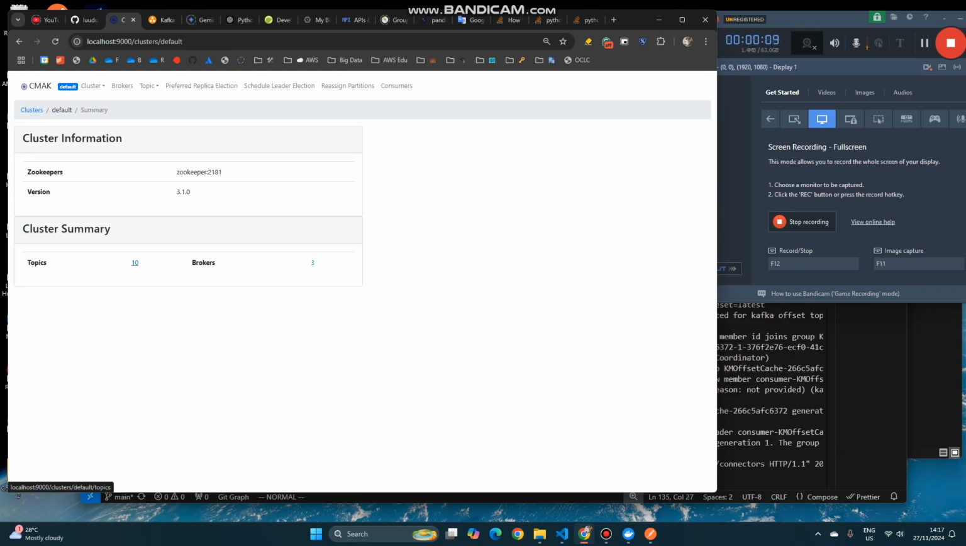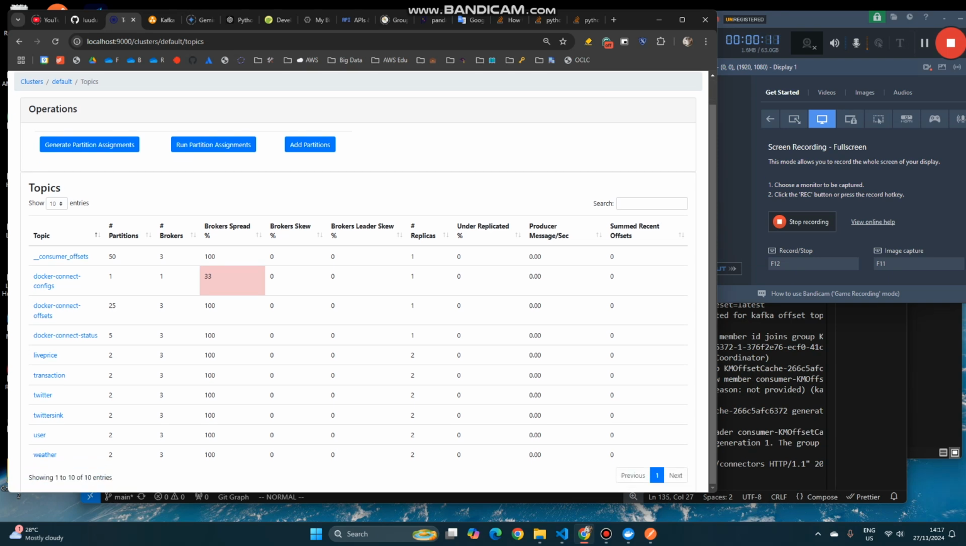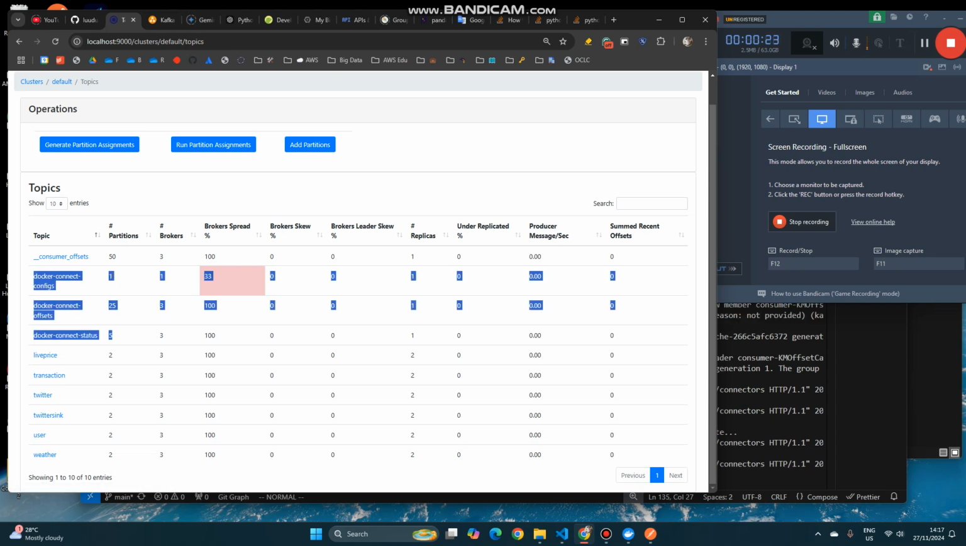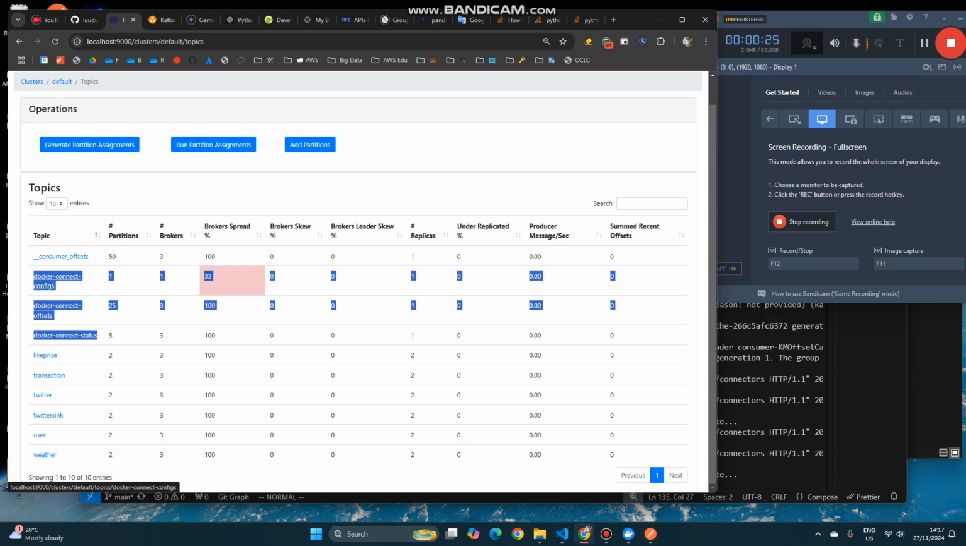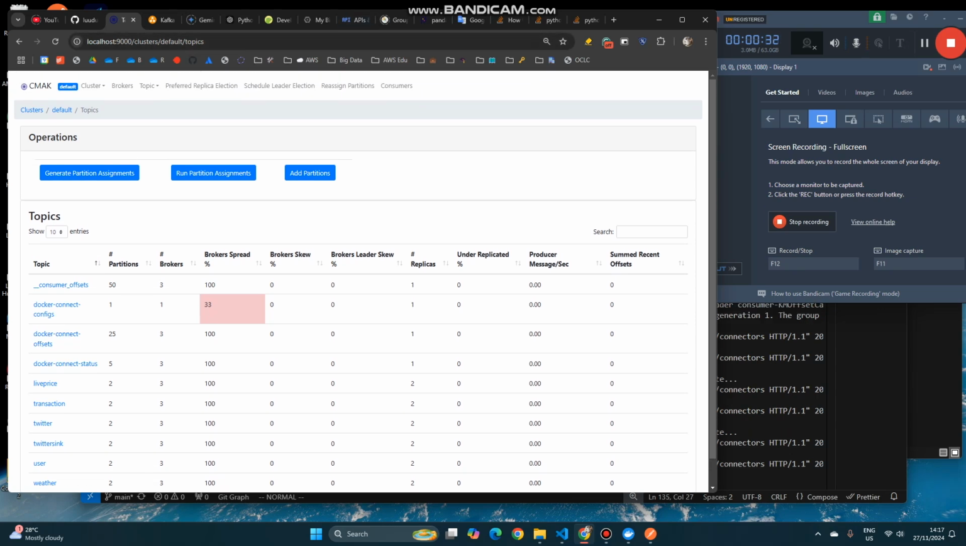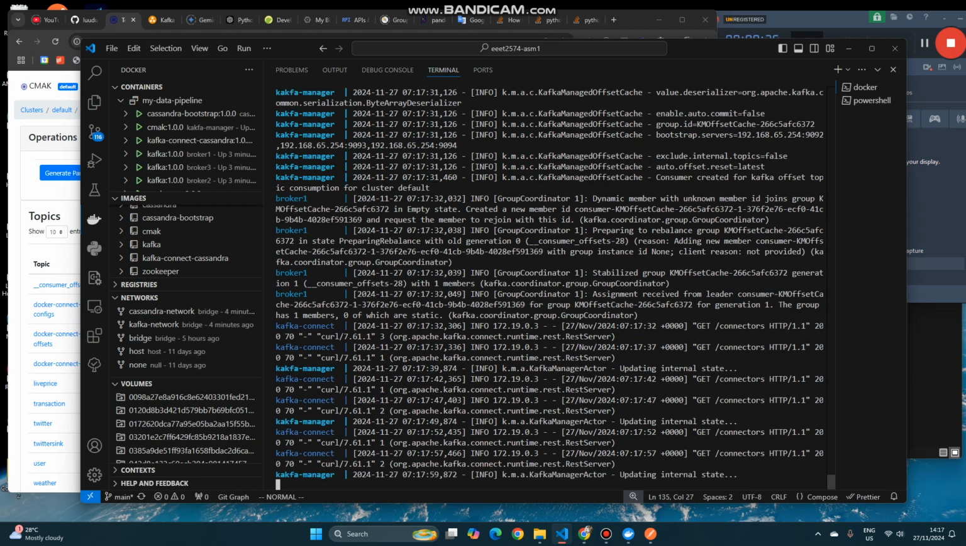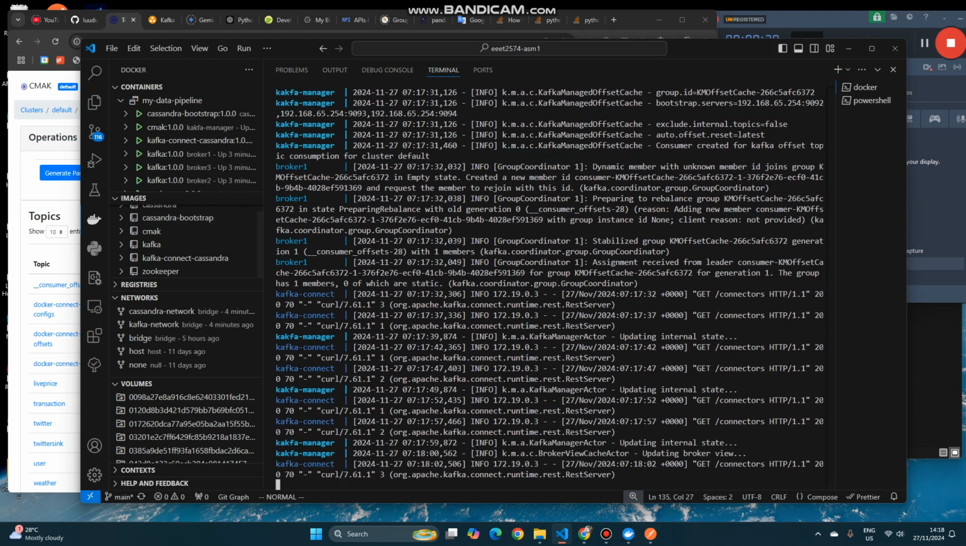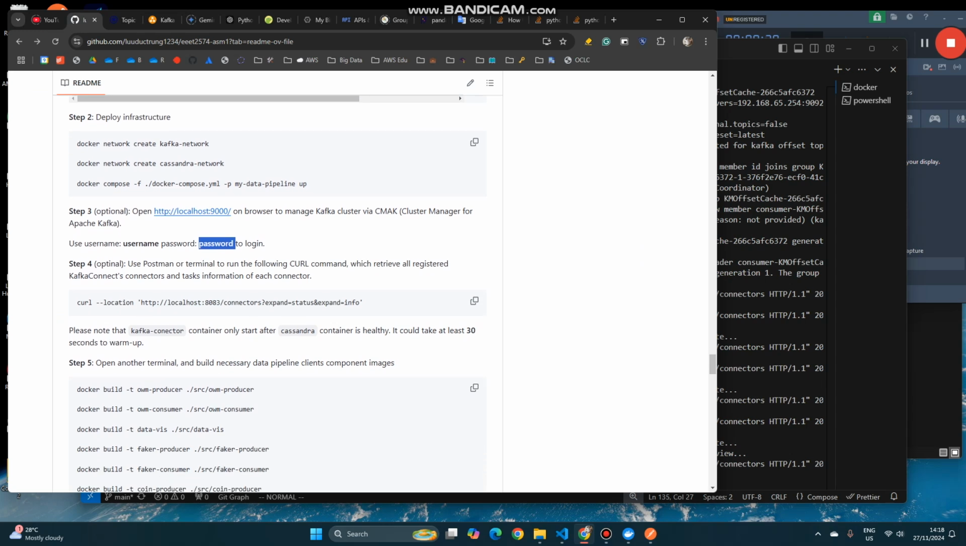So we will see that a lot of topics have been created automatically. We have the weather, we have the user, we have the transaction topic, we have the live topic, and we have the topic of the Docker Connect. So the Kafka Connect is successfully launched, which is good. Let's go to the next step.